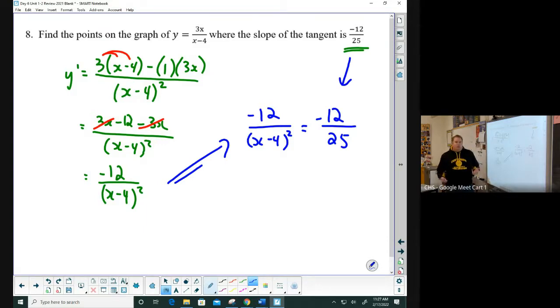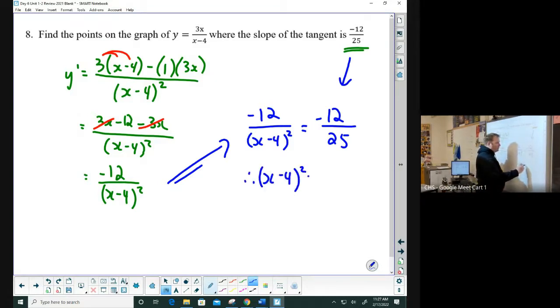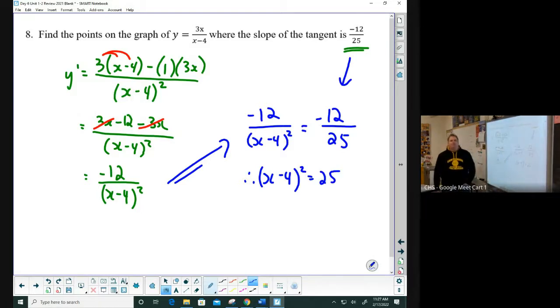The question is, what x value is going to make this derivative turn into this fraction? I think it's safe to say that the top is the same. That's good. So the only way this could be the same is if the bottom's the same. So that means the only way this could be correct is if x minus 4 squared equals 25. Now you might be able to just look at this and figure it out. That would be fine as long as you explain it.